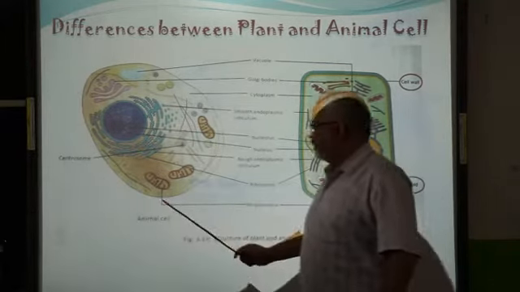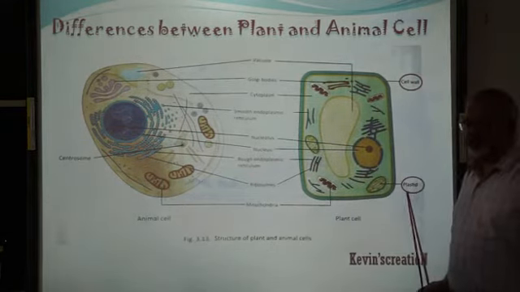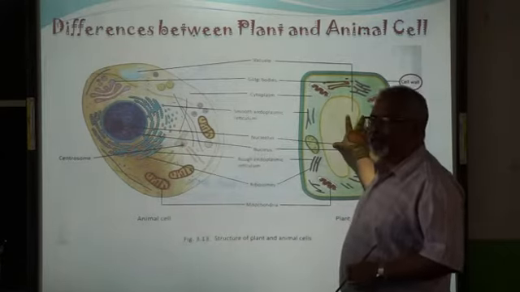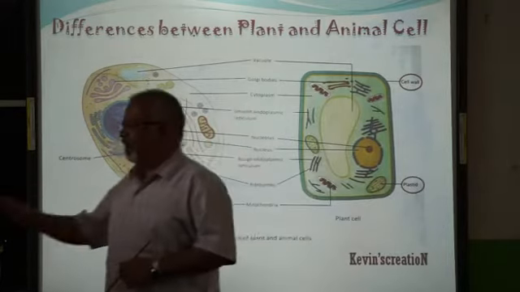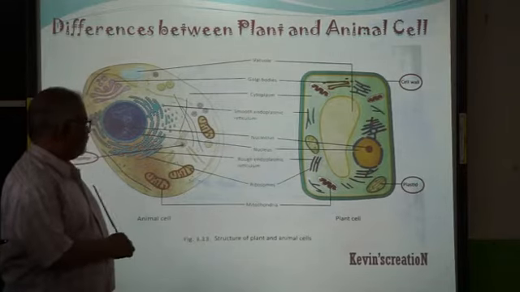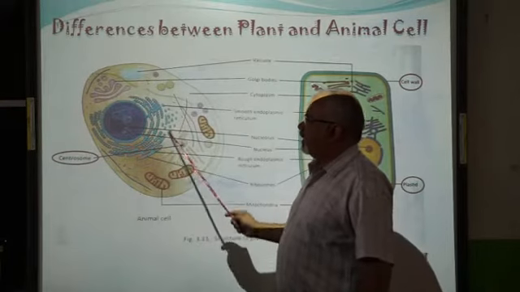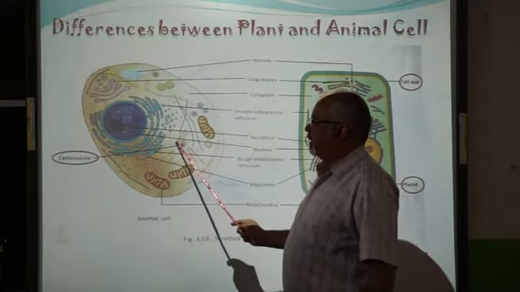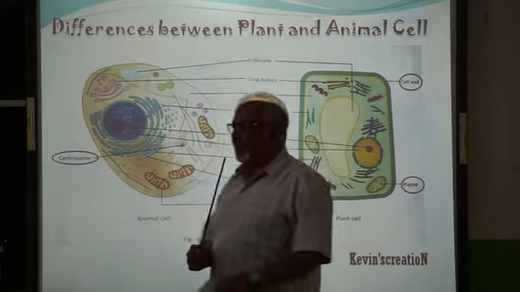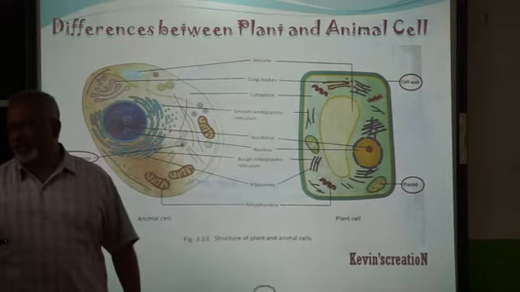Next one, plastid. Just now we studied about plastids. Chloroplast, chromoplast, leucoplast, all these are there in plant cell, absent in animal cell. Now comes centrosome. Here you can see the centrosome, which is located near the nucleus. This helps in cell division. So it is present in animal cell, but it is not found in plant cell.